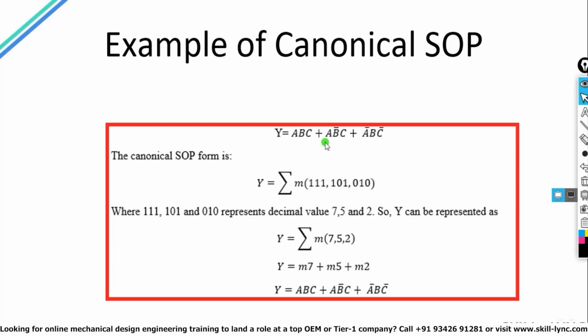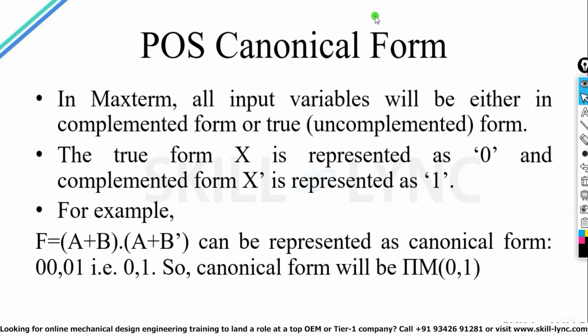And second, first put the minterms individually and then take the logical sum of all the minterms. That is your canonical form. This is all about the canonical SOP form of the function. I hope it is clear what SOP is, what minterms are, and what the canonical form is. Now we come towards the POS canonical form. Let us see what that is.